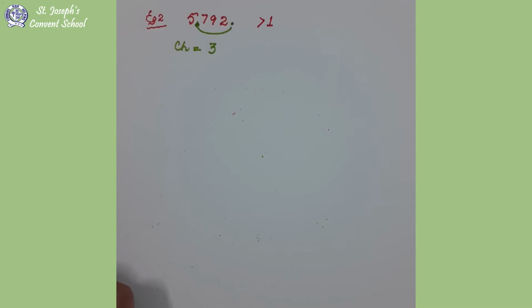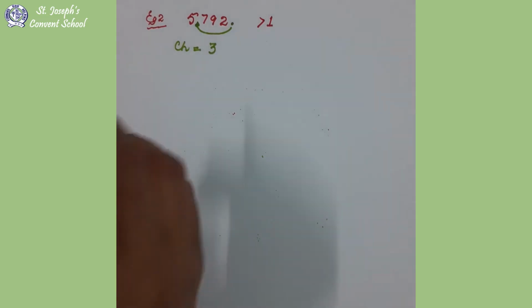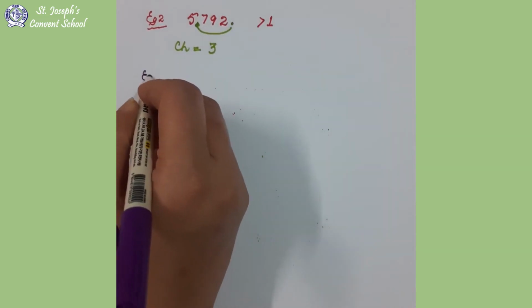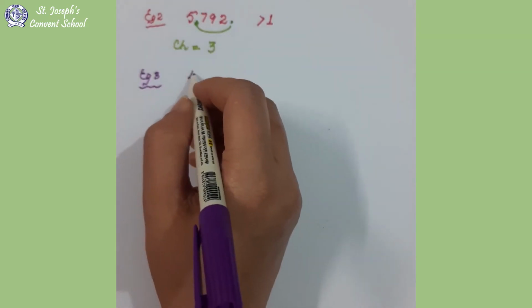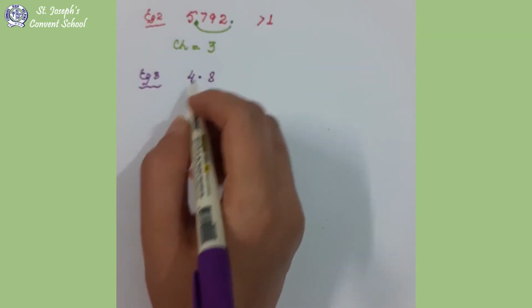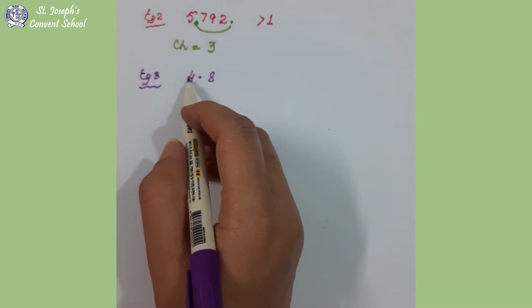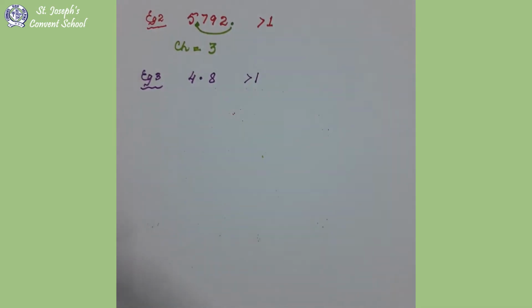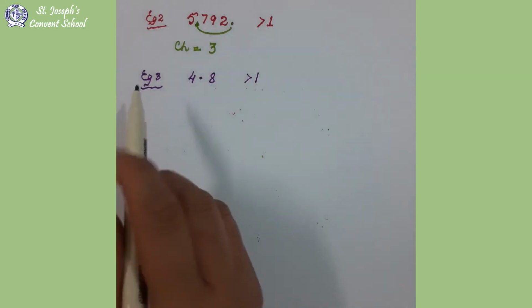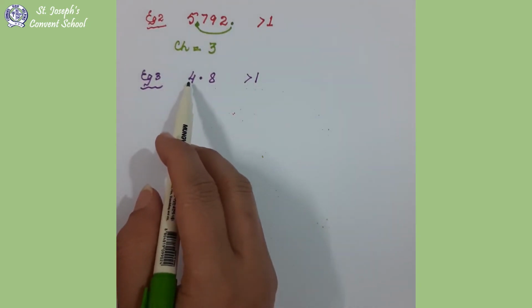Another example. One more example of positive characteristic. Example number 3. Suppose the number is 4.8. Again you can see the number 4. 4 is greater than 1. So if the number is greater than 1, it means you will get positive characteristic. Now according to the rule, you will shift the decimal after the first non-zero digit. So the first digit is 4 and it is non-zero.